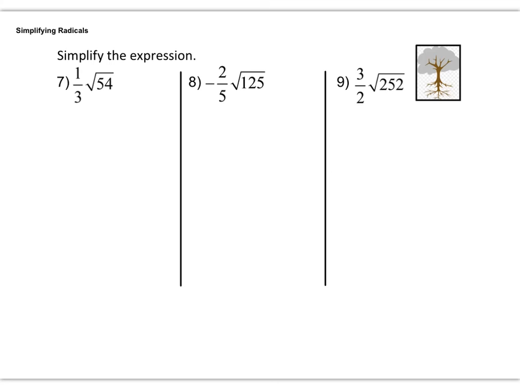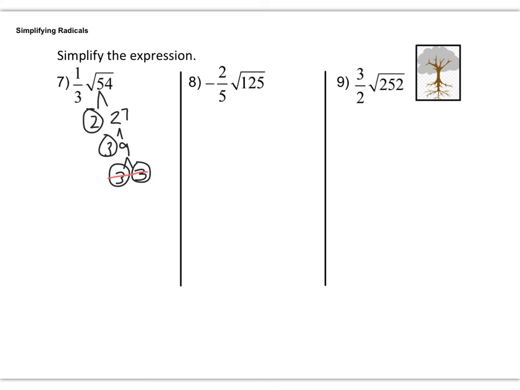All right, so let's jump into number 7. All right, so dealing with my radical, I'm ignoring that number out in front. So let's see, I know that's 2 and 27. And then that's 3 and 9. And then that's 3 and 3. All right, looking for my pairs.